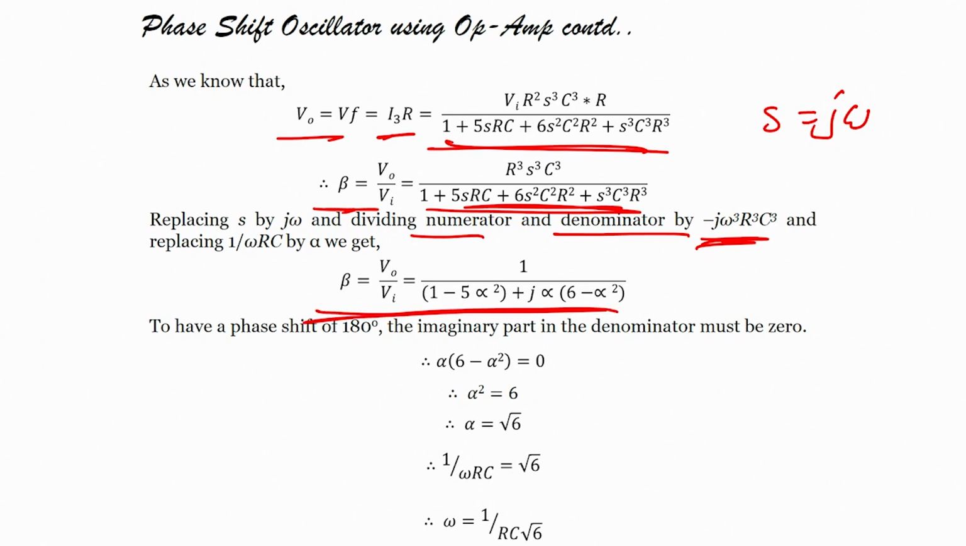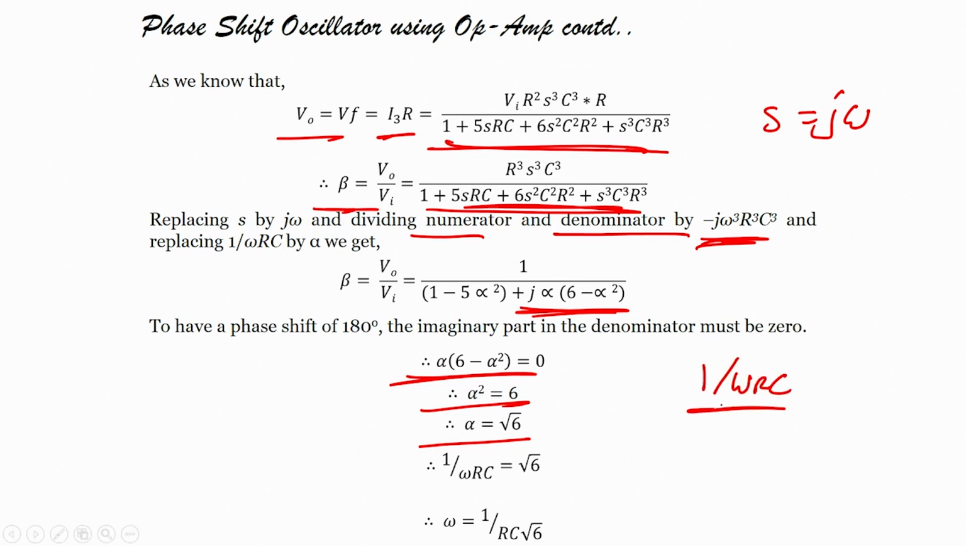Now, again what we have to understand, to have a phase shift of 180 degrees, the imaginary part of the denominator must be 0. What is the imaginary part? The imaginary part in the above equation is this part, right. So, alpha into 6 minus alpha square equals 0, alpha square equals 6, alpha equals root 6. What is alpha? Alpha is nothing but 1 by omega RC, because we have used alpha instead of 1 by omega RC. So, we have 1 by omega RC equals root 6, or omega equals 1 by RC root 6, right.